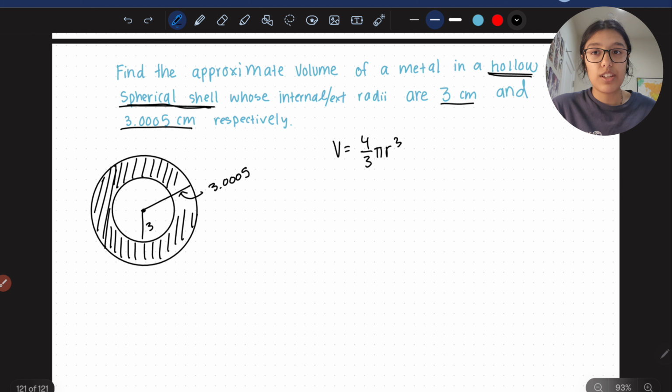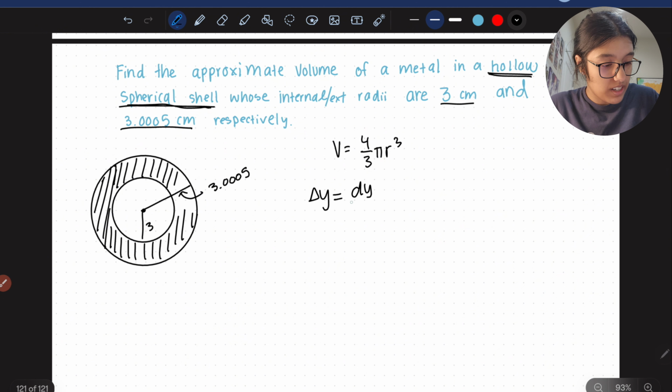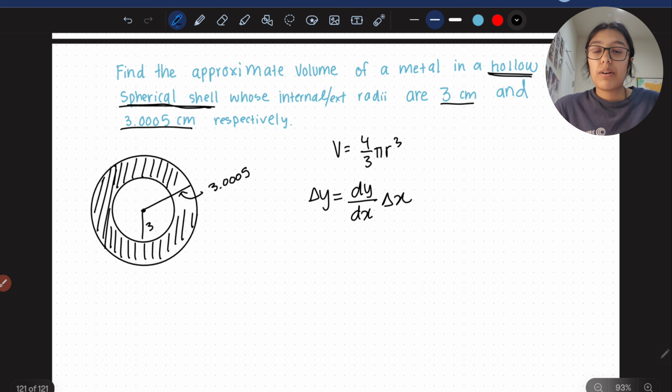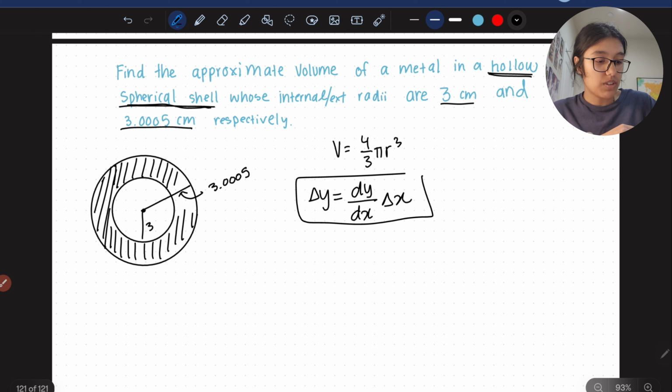So in this case, we have to use our equation, which is delta y is equal to dy over dx times delta x. But in this case, there's no x and there's no y. So let's put this equation into a form that makes sense with this question. This question is talking about volume and radius, but this equation is talking about y and x values, which don't really fit in here. So let's rewrite this equation.